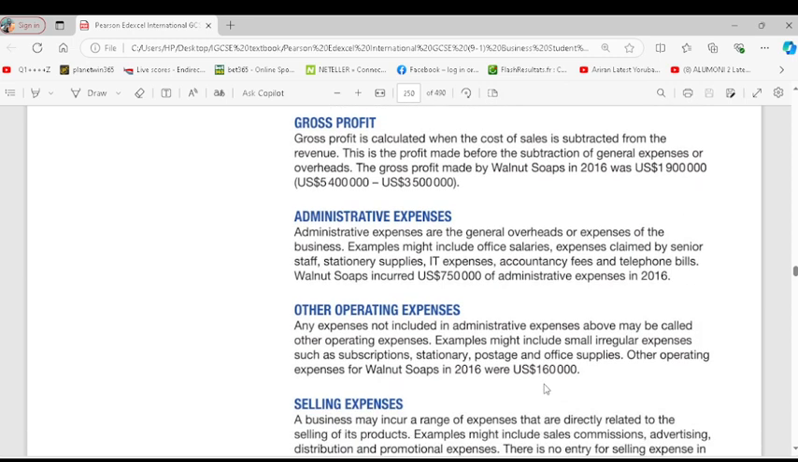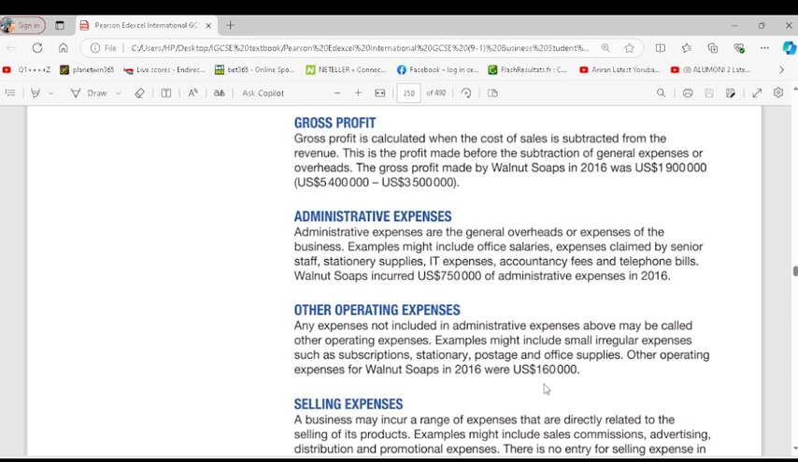Then we have administrative expenses. These are general overheads or expenses of the business. Examples are salaries, wages, telephone bills, IT expenses, stationery, and the rest. These are all administrative expenses. They pay salary, they buy equipment, all these things are part of expenses.